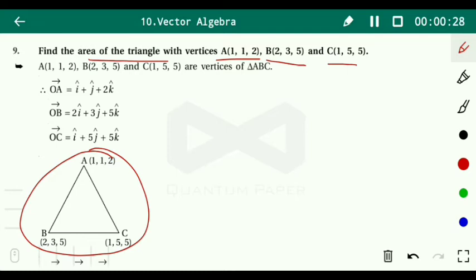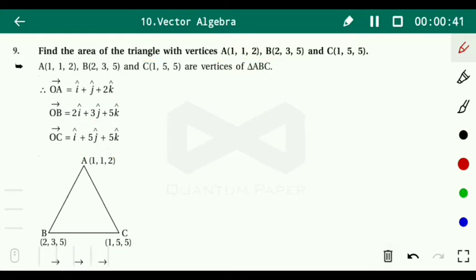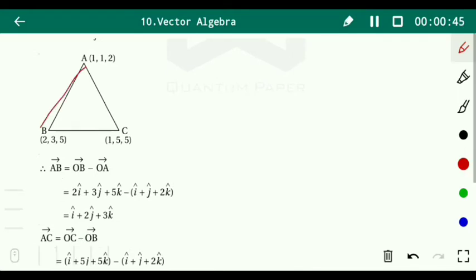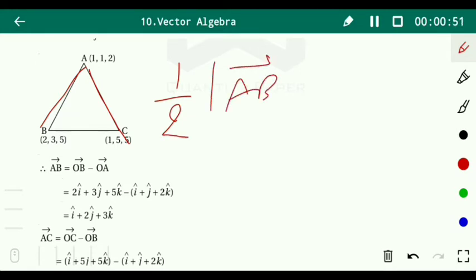Okay, so first we have to find OA, OB and OC as given over here. So OA is i plus j plus 2k, OB is 2i plus 3j plus 5k, and OC is i plus 5j plus 5k. Now see, here first we have to find out AB, and then find out AC, and then the formula is 1 by 2 magnitude of vector AB cross AC. So it gives the area of the triangle.